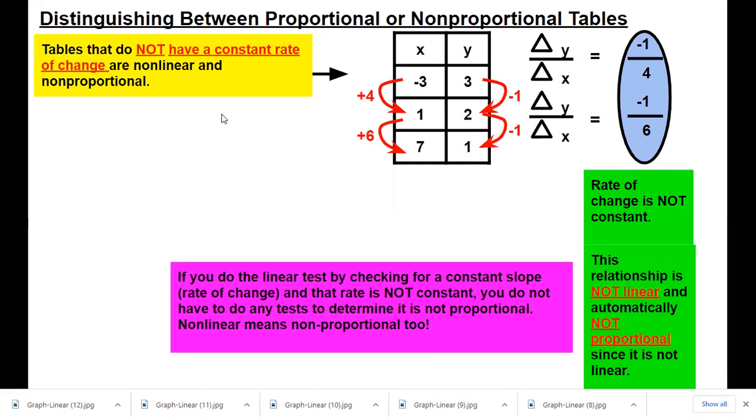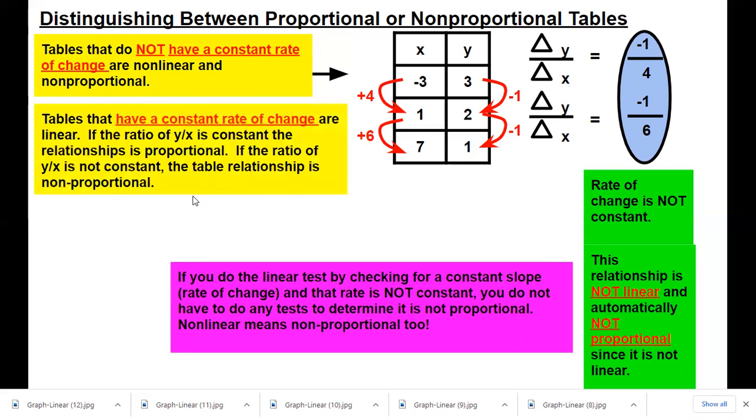If you do the linear test by checking for a constant slope, rate of change, and that rate is not constant, you do not have to do any test to determine if it is not proportional. Nonlinear means non-proportional too. So if you get this situation, you can stop testing. You don't have to test anything else. You know it's nonlinear, you know it's non-proportional.